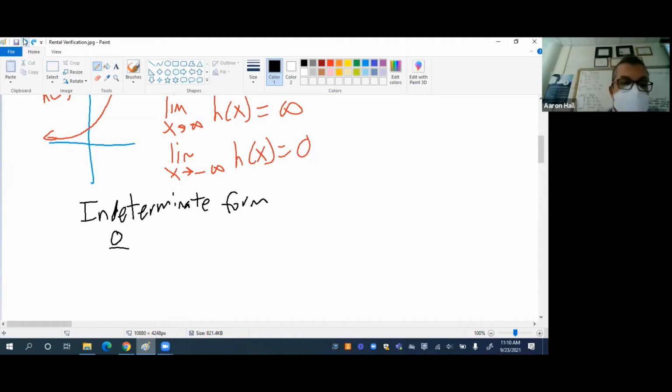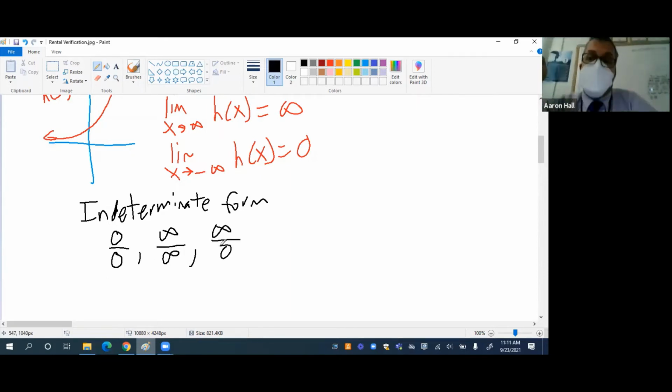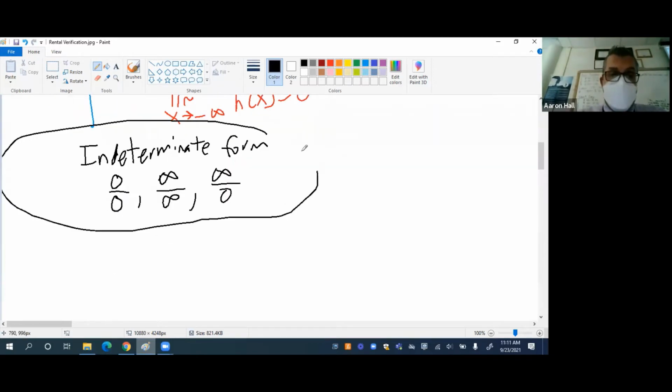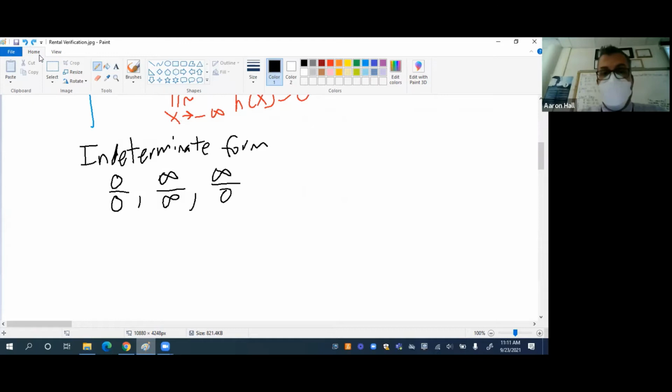Or infinity over infinity or infinity over 0. Those are the ones that I want you to remember. And sure, Thomas, there are other ones. I do agree with you, but you'll need to know those other ones for your Calculus 3 class, a class we don't even teach at Highland. So for this class specifically, these are the indeterminate forms that I want you to think of.